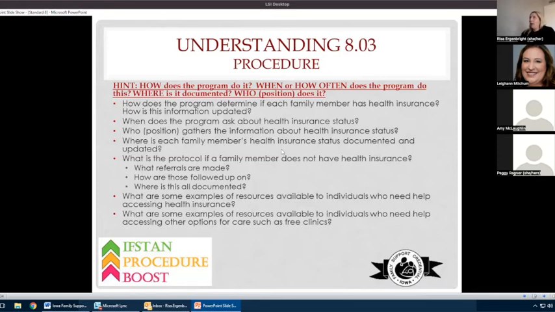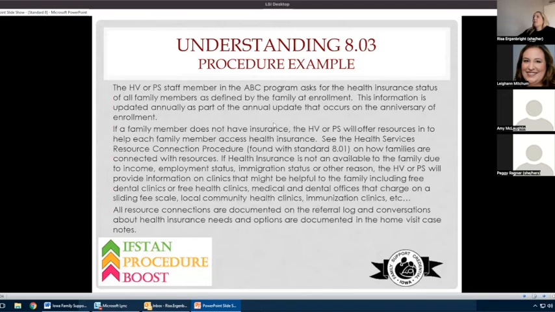Or community health clinics. Maybe, I know in my hometown there's a dentist who, I think it's probably once or twice a year, does a free dental clinic. What are those examples of resources? Are all things that you could include in your procedure. Here's my policy example.